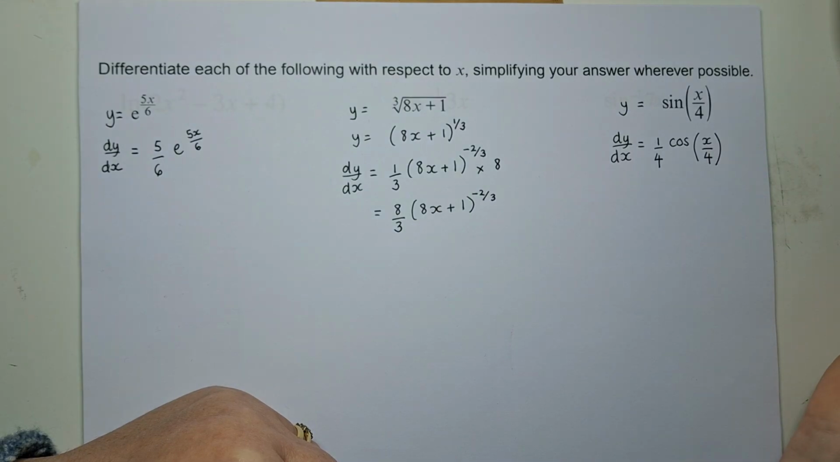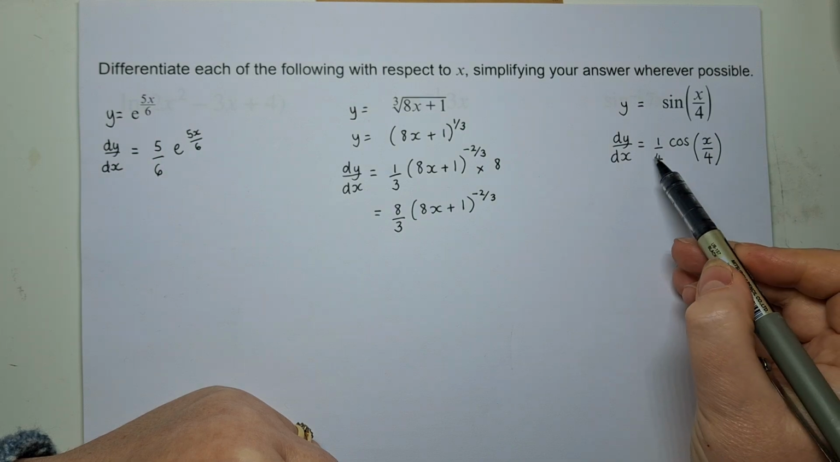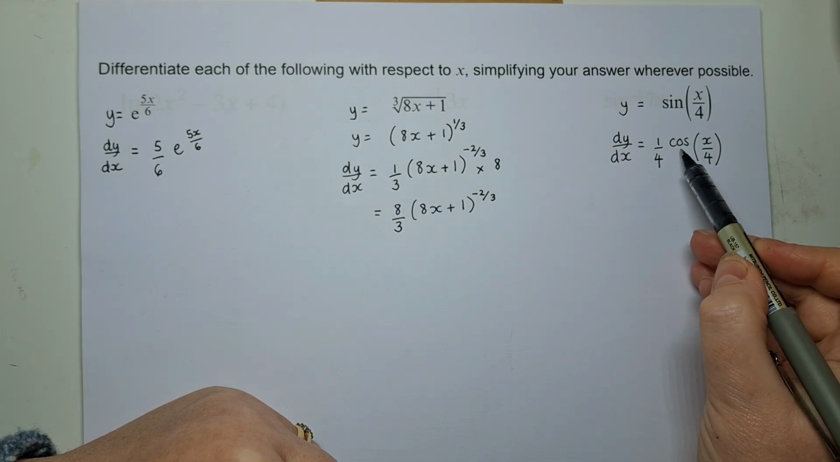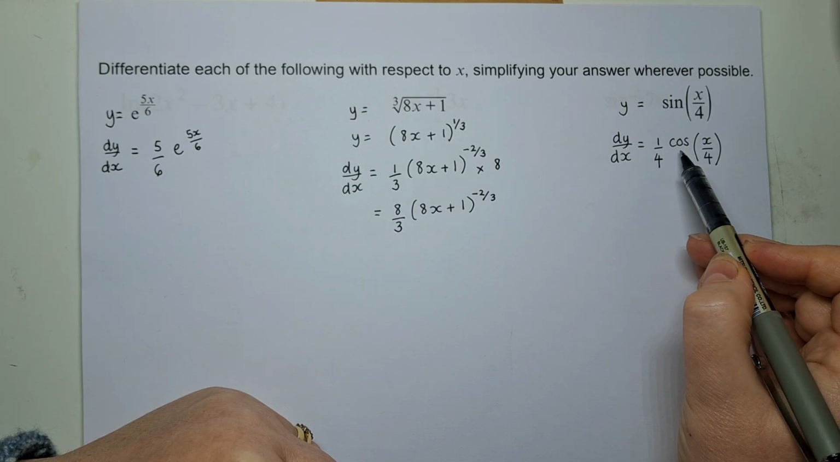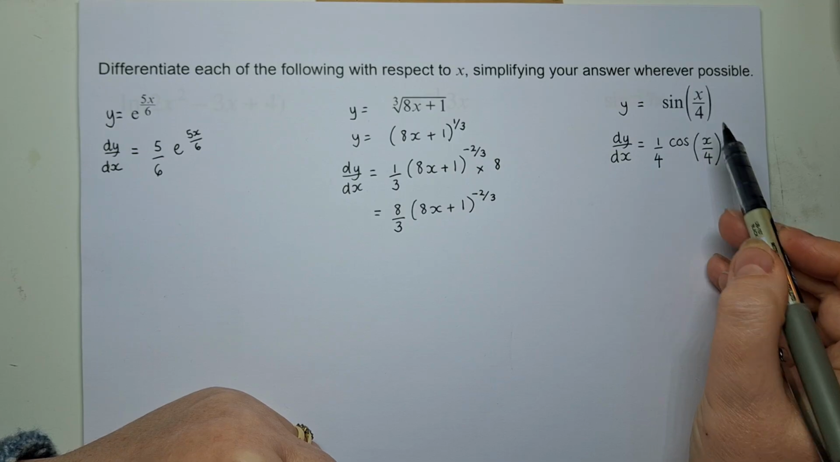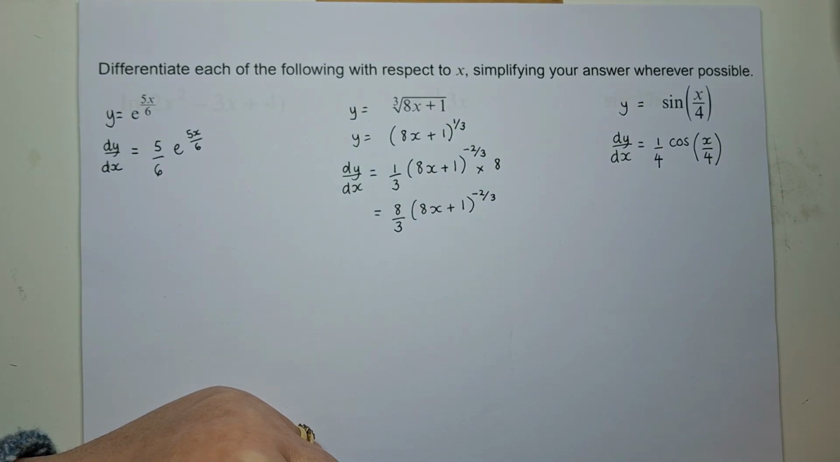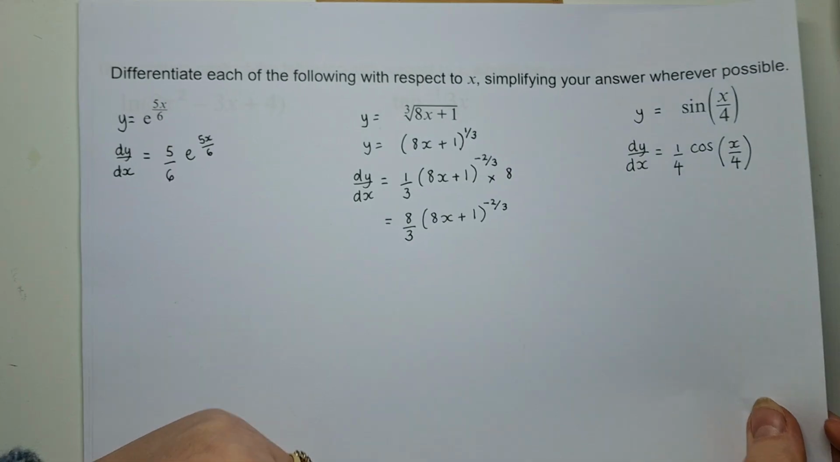Okay, so stick to that rule whenever you're differentiating any type of trig. Put the differential of the angle at the front, turn your trig word into whatever it differentiates to, and keep your angle the same. Okay, let's have a look at 3 more.